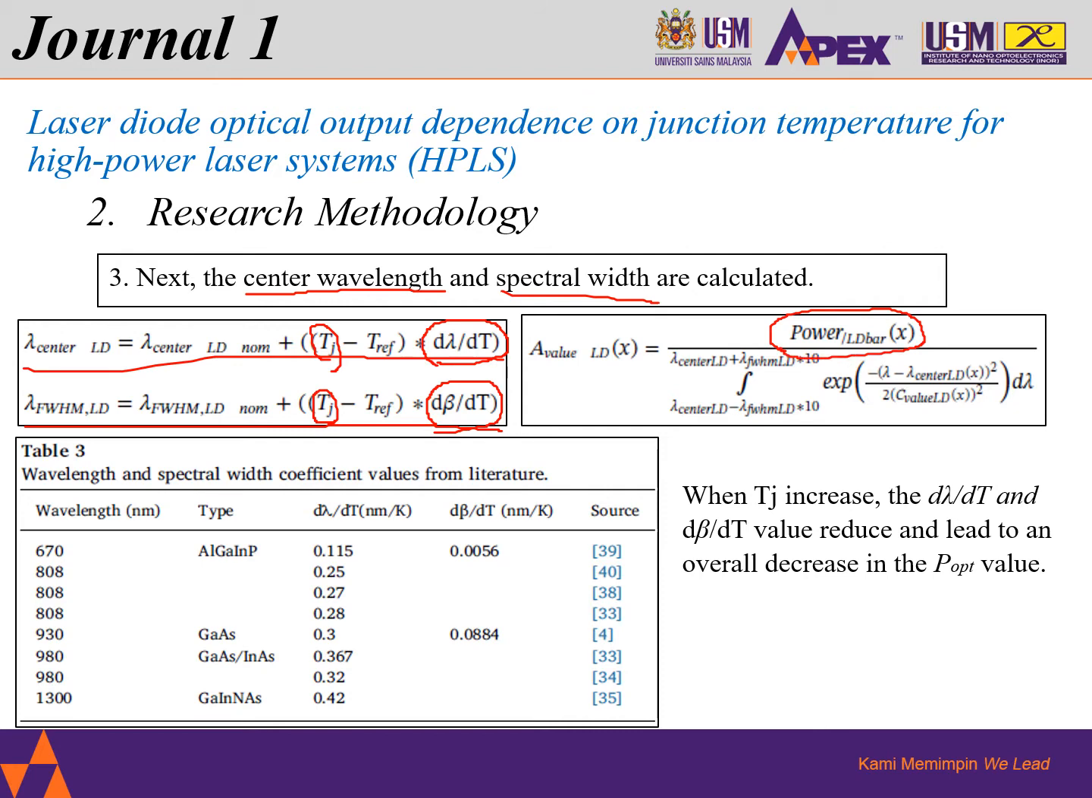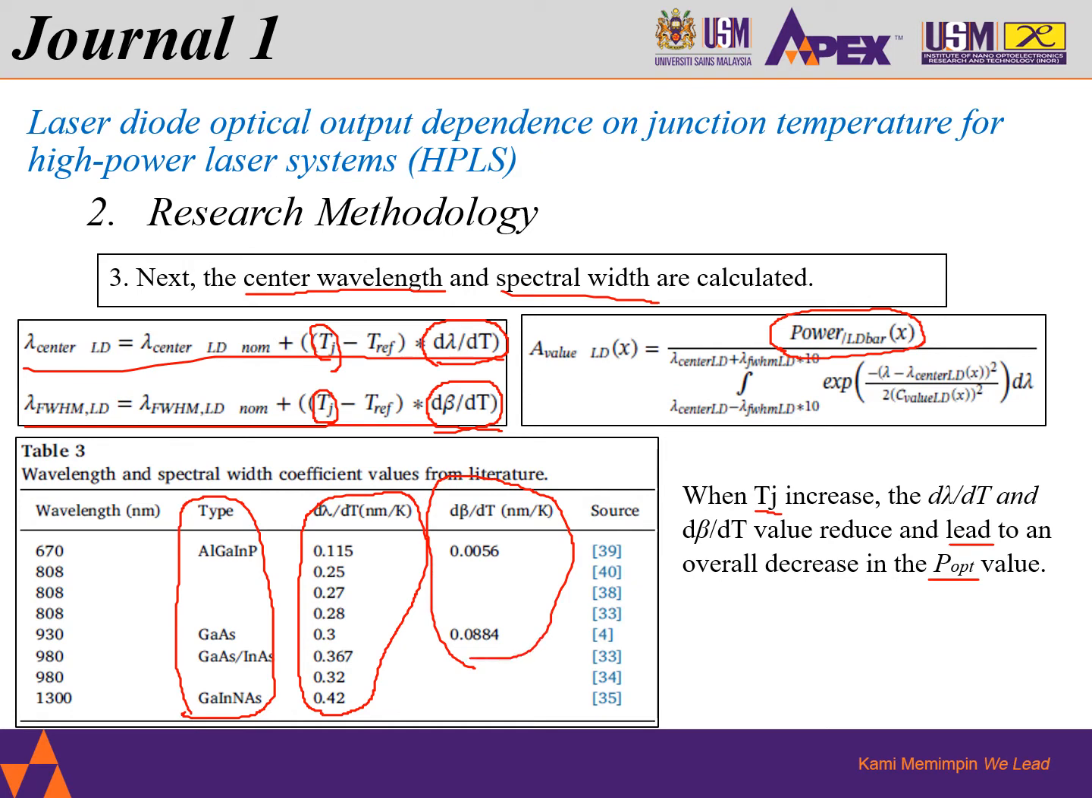So in conclusion, when junction temperature increases, the center wavelength and the spectral width both will be reduced, and this will lead to an overall decrease in the optical power value in the system. This is just for reference. You can look at the literature. There are a lot of laser diode types, and these are their center wavelength and spectral width values. So you can look at it.